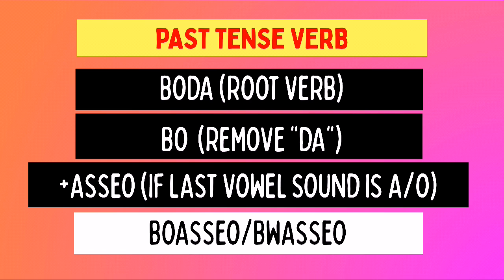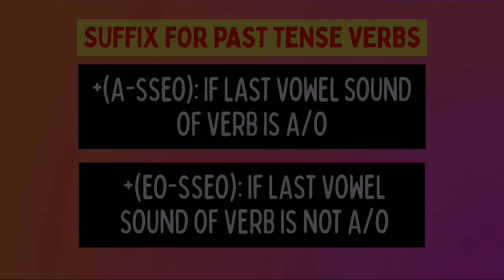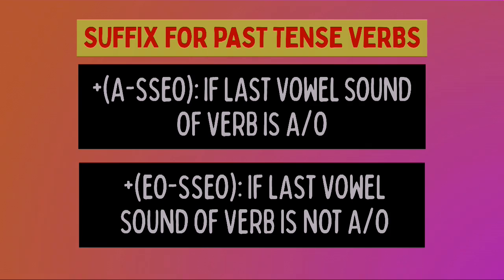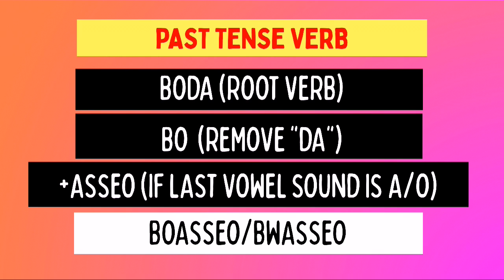And to be able to do that, we need to remove da from the root verb 보다, leaving behind bo. And then, to make it a past tense verb, we need to add aso. But there are also rules on the suffix added to make past tense verbs. If the last vowel sound of the verb is a or o, we need to add aso. But if the last vowel sound of the verb is not a or o, we need to add oso. For the case of bo, since it has o as its last vowel sound, we'll be adding aso. So bo plus aso is 보았어.